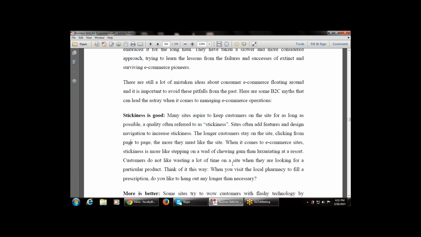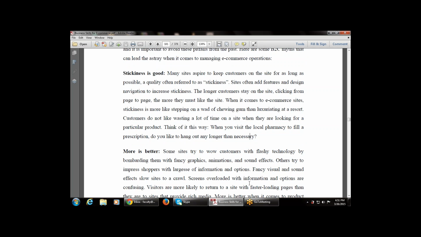So stickiness is very good. Think of the way when you visit the local pharmacy to fill a prescription. Do you want to hang out longer than necessary? So this is very good. That is, stickiness is very good.